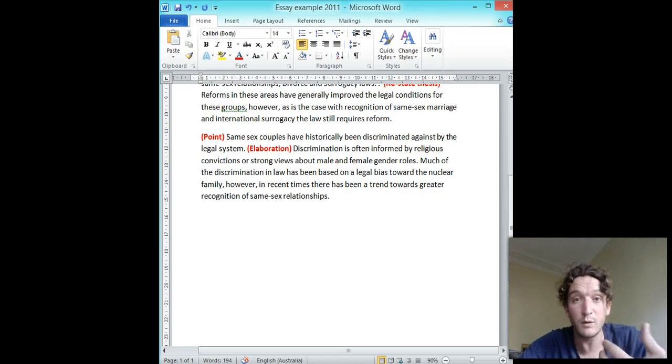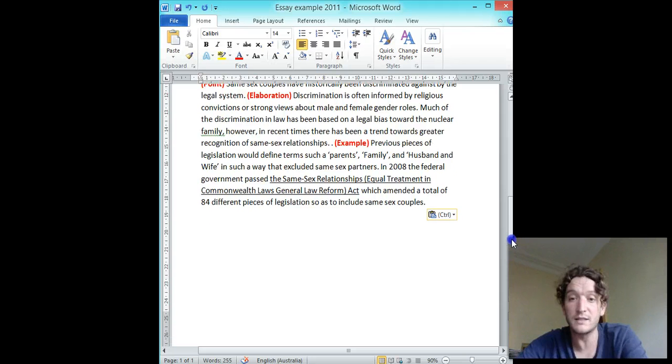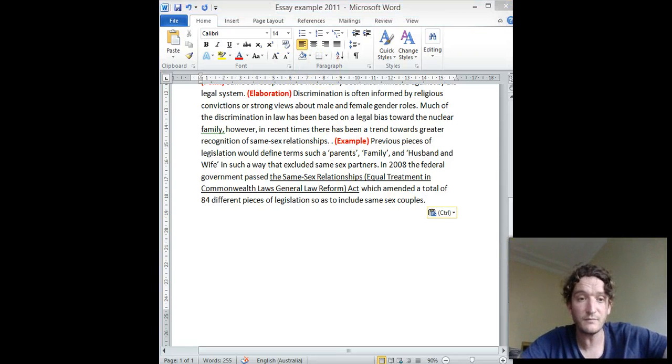So we've got P. We've got our first E, and next E is example, and here it is. Previous pieces of legislation would define terms such as parent, family, husband and wife in such a way that excluded same-sex partners. In 2008, the federal government passed the Same-Sex Relationship Equal Treatment Commonwealth, blah, blah, blah, blah, which amended 84 pieces of legislation. That's my example of the way that some of the law has changed.